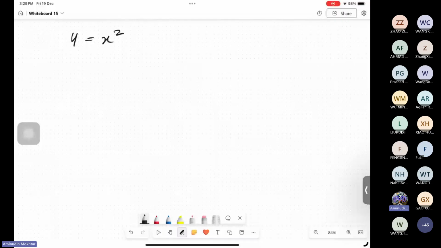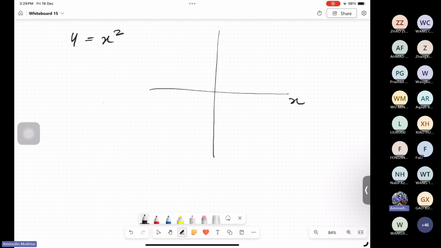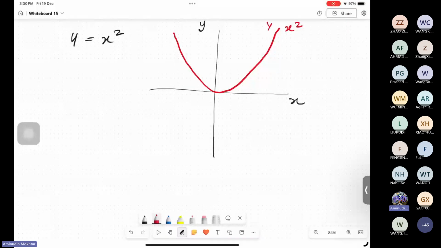Okay, how to draw this graph? When we draw this graph, let's say this is x, this is y, we can draw this graph without lifting the pen from the paper. I can draw this graph like this. There is no break or no hole in the graph. That's why I can say the graph is continuous.